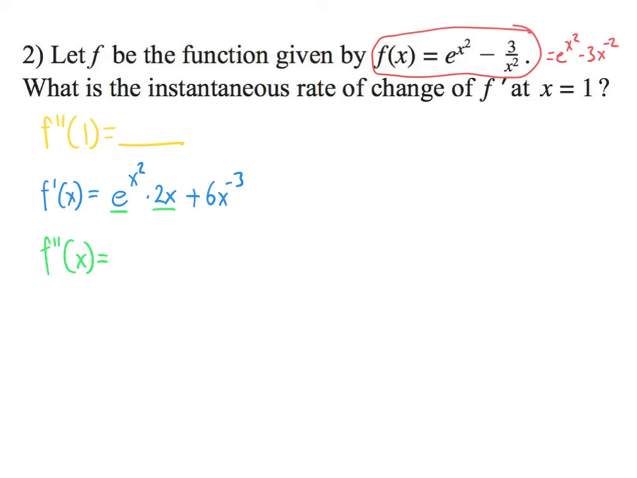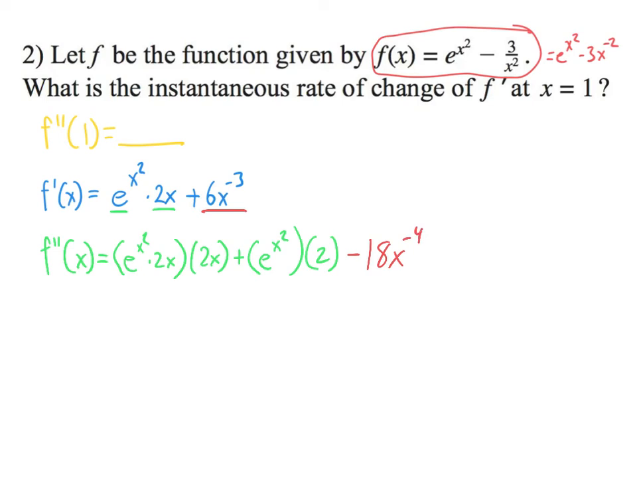So the first piece of the product rule is going to be e to the x squared times 2x. All right, that's the first piece. Leave the second piece, plus, leave the first piece, times the derivative of the second piece. And then we're going to take the derivative of this, which is negative 18x. Remember, when you drop the power by 1, that's a negative fourth power.